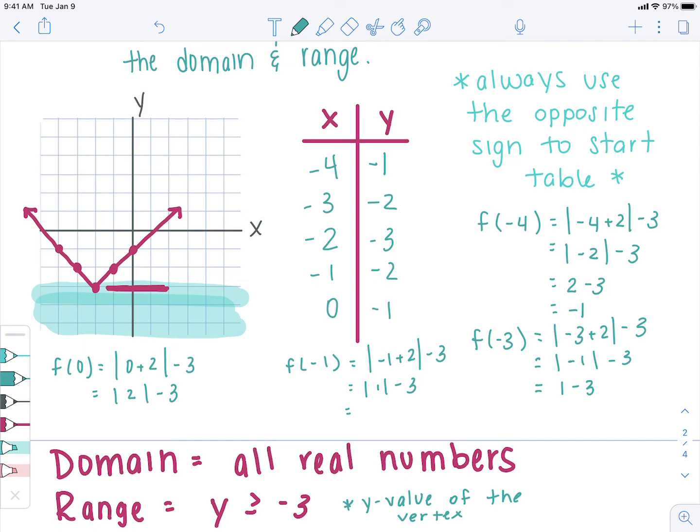So your domain for all of these graphs will always be all real numbers. You can plug in any number. Your range, or the numbers you get out, will always be based on the y value of your vertex. If the graph is facing up like these, it'll be bigger than the y value of your vertex, right? Because they're getting bigger, it's going up. If the graph was facing down, it would just be smaller than your vertex. Beautiful? Yep. All right, let's look at your classwork.